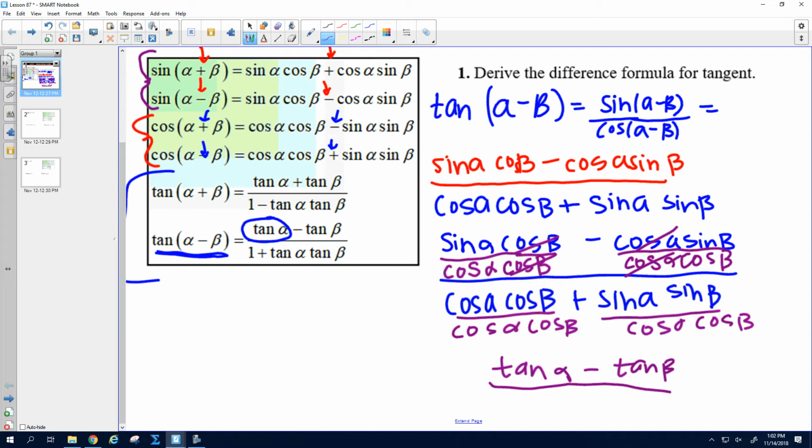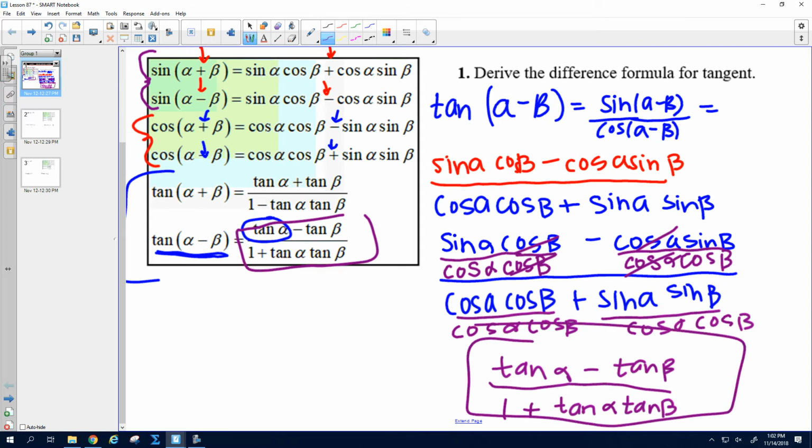All over, this guy all cancels out to 1. Yay. Plus, what's sine alpha over cosine alpha? Tangent alpha. And what's sine beta over cosine beta? Tangent beta. And we get exactly this formula. That is deriving it. Isn't that fun?